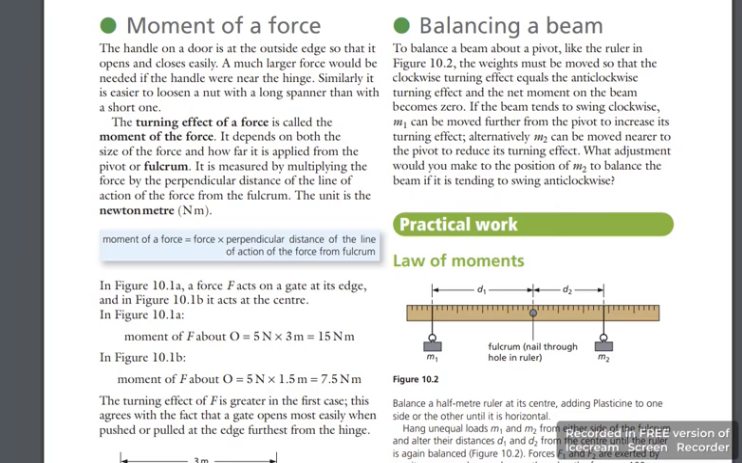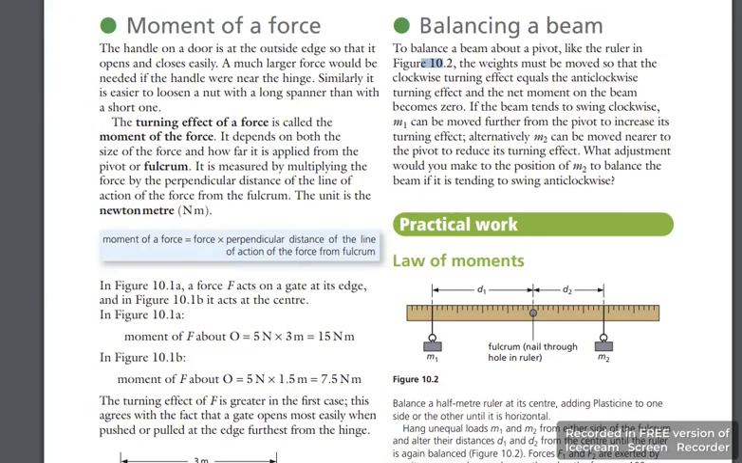So now what we have to understand is balancing a beam. Our next topic is balancing a beam. How will we balance a beam about a pivot, like the ruler in the figure? You can see here figure 10.2.